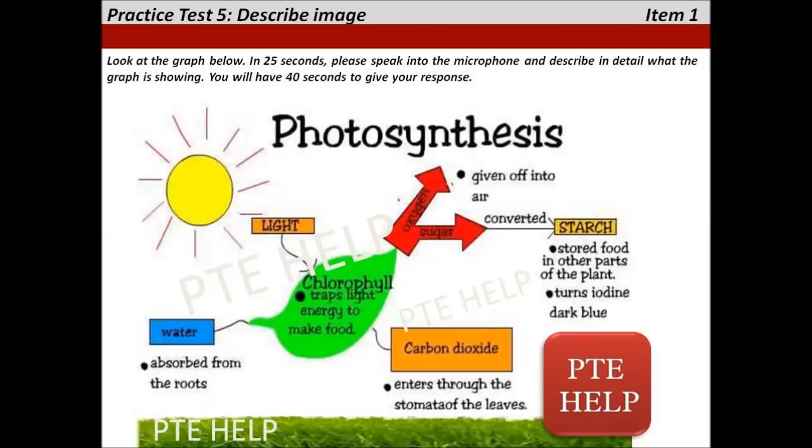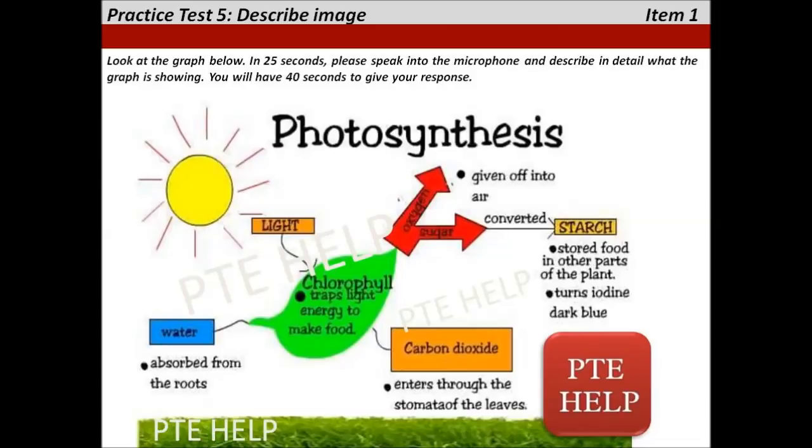This image shows the process of photosynthesis in the plants. It is vivid that the plant absorbs the water from its roots, sunlight from the solar energy, and carbon dioxide enters through the stomata of the leaves.